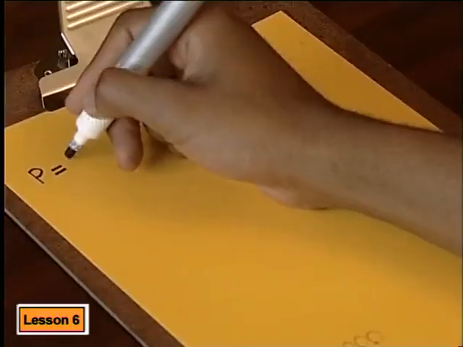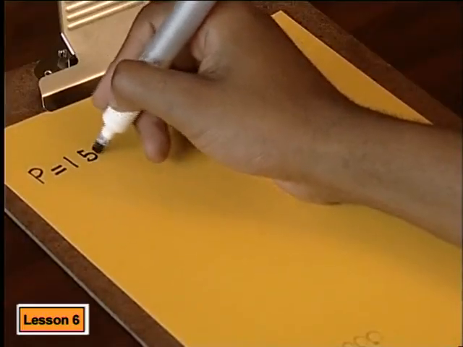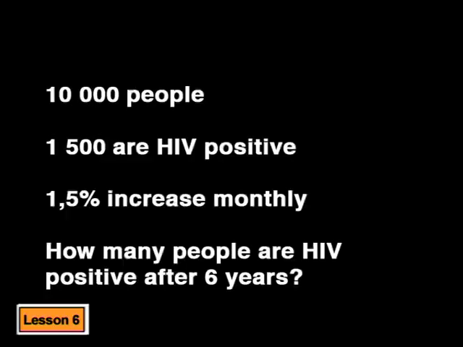Okay, the value of P, which will be the principal amount, will be 1,500 because that's the number of HIV positive people at the moment. The increase is calculated on a monthly basis, so that's like compounding interest monthly. We need to divide the rate of increase by 12, right? Just be careful here, Vusi. The rate of increase that was given to you was not an annual one.